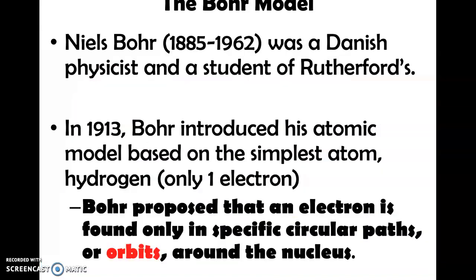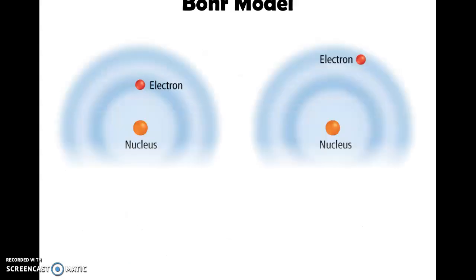So again, we talked about Bohr. Bohr introduced his atomic model based on the simplest atom. He really only studied and looked at hydrogen, which we all know only has one electron, right? It's up there by itself. Bohr proposed that an electron is found only in specific circular paths or orbits around the nucleus. This is somewhat true, somewhat untrue, and we'll look at that more closely. But important to know that Bohr started the frame of reference here.